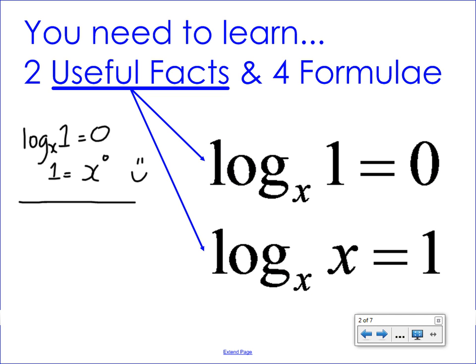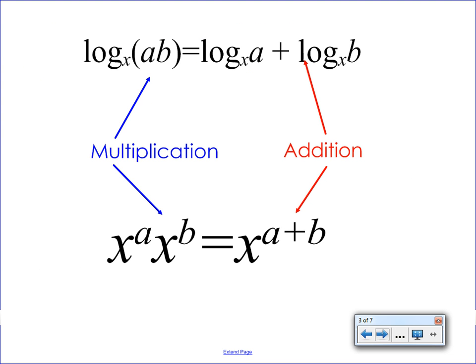Similarly, let's do it in the other direction this time. We know that anything to the power of 1 is itself. So if I do log to base x to both sides, then I get that. So it's a useful fact to remember. A couple of useful facts, same as indices. Same as indices again, some of the formulae are almost directly what you've learned at indices. So you know x to the a times x to the b is x to the a plus b. And what you're going to learn now is that log of ab is log of a plus log of b.